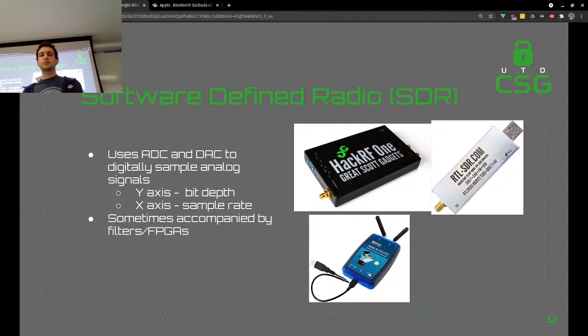And so in that case, your y-axis is a bit depth on your analog to digital converter, so it could be like an 8-bit value from 0 volts to 5 volts or whatever, or sometimes you'll see 12-bit for radio stuff, but that's your bit depth. And then you have the x-axis in this case is your sample rate, so how many samples are you taking per second.